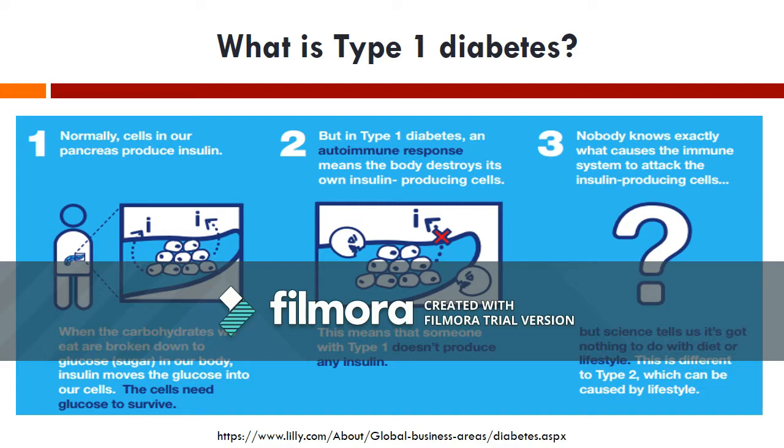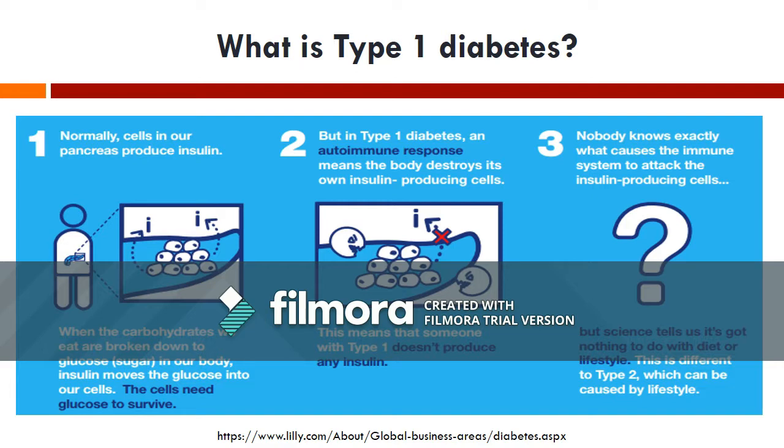What is type 1 diabetes? Normally, cells in our pancreas produce insulin. You can see it in this graphic. When the carbohydrates we eat are broken down to glucose, sugar, in our body, insulin moves the glucose into our cells. The cells need glucose to survive.